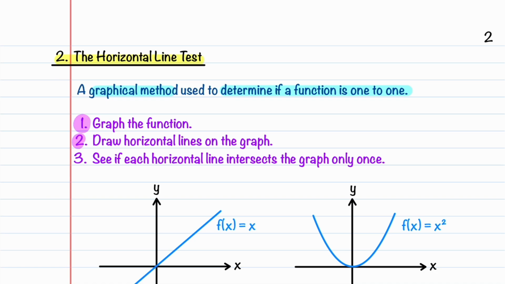and then you're going to draw horizontal lines on the graph. And then you're going to check and see if each horizontal line intersects the graph only once. If it intersects the graph only once, then it is one-to-one. But if it intersects the graph more than once, then you're going to know that the function is not one-to-one.